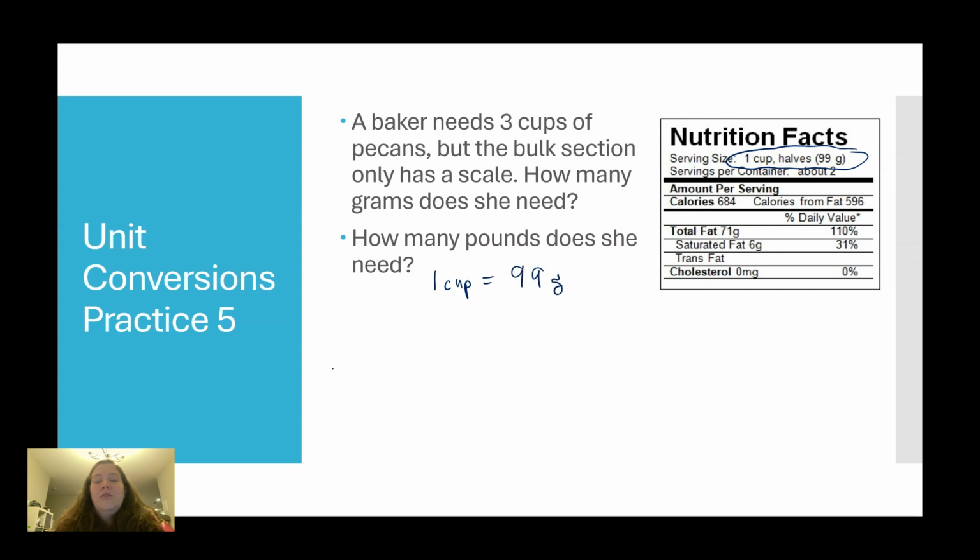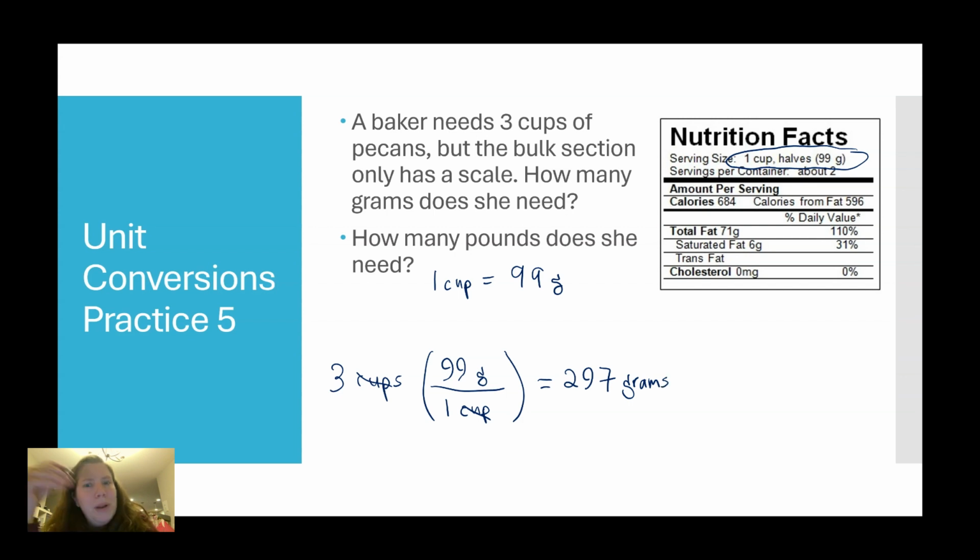What I need is 3 cups. And I know that for every 1 cup, there are 99 grams. Double checking. Oh, how nice. Cups cancels with cups. We're going to multiply those guys out. I need 297 grams.